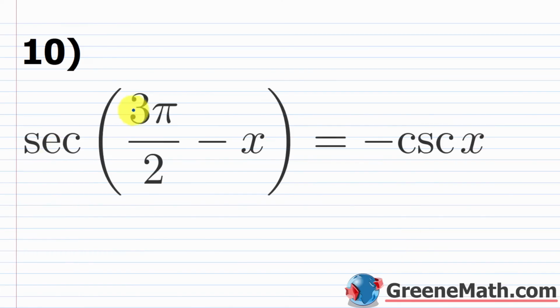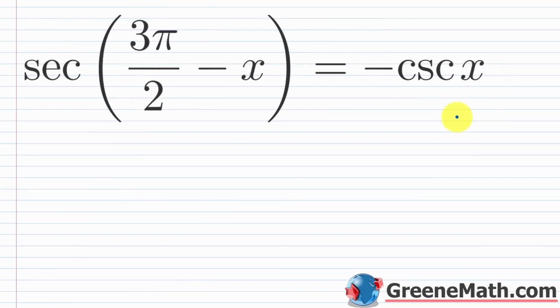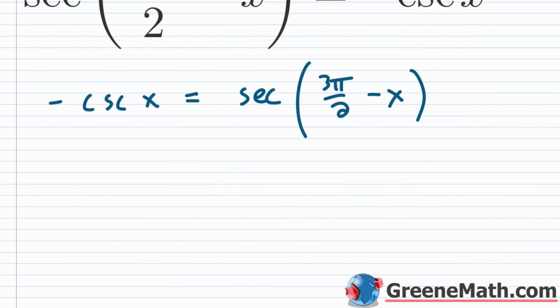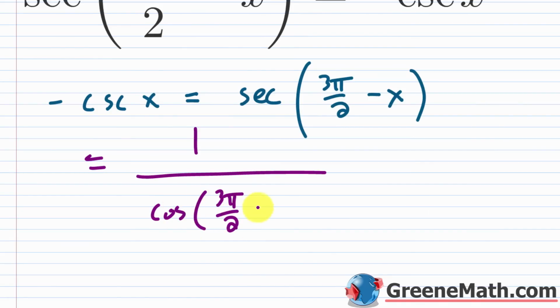So we have the secant of 3 pi over 2 minus x is equal to the negative of the cosecant of x. So let me flip this. So I'm going to put the negative of the cosecant of x is equal to, you have the secant of this 3 pi over 2 minus x. Now remember, if you're working with secant, it's the reciprocal of cosine. So what we can do right off the bat, let me move this all the way over here. I can just say this is 1 over the cosine of 3 pi over 2 minus x. So then let me put equals here.